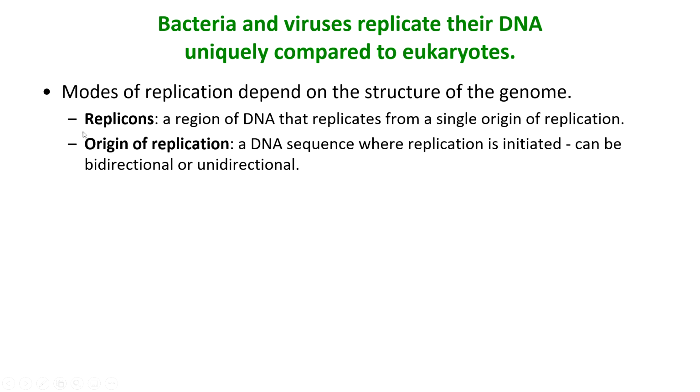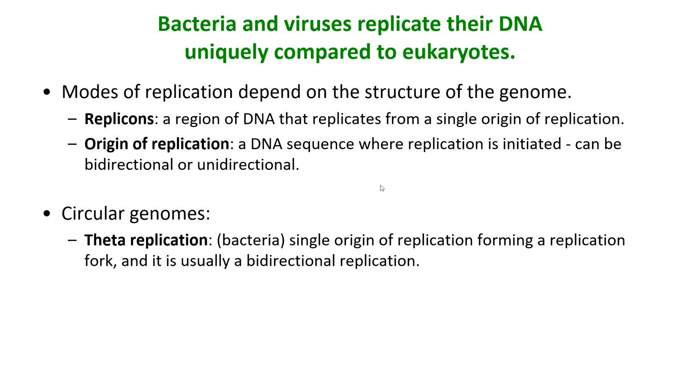When we talk about a replicon, this is a region of DNA that replicates from a single origin of replication. And so when we talk about bacteria replicating their genome, a new genome will be referred to as a replicon, since that was initiated from a single origin of replication. An origin of replication is a particular sequence in the circular genome where replication begins. And it can be bidirectional, as is the case with the theta model of DNA replication, or unidirectional, as is the case with rolling circle DNA replication.